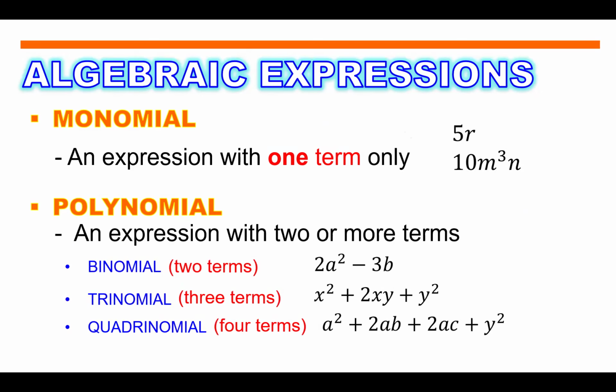If an expression has two terms, we call it binomial. So 2a squared minus 3b is an example of a binomial. If an expression has three terms, we call it trinomial, for example, x squared plus 2xy plus y squared. If an expression has four terms, we call it quadrinomial. Generally, we call them polynomial if an expression has two or more terms. For quadrinomial, we have a squared plus 2ab plus 2ac plus y squared. We have four terms here.